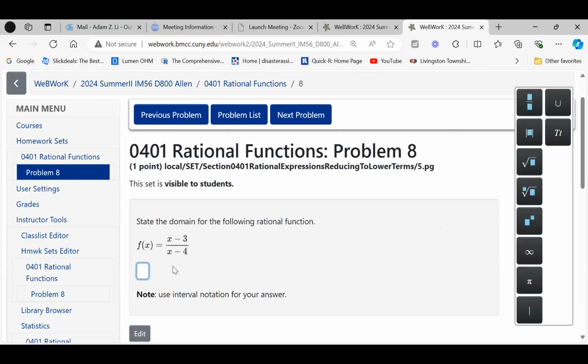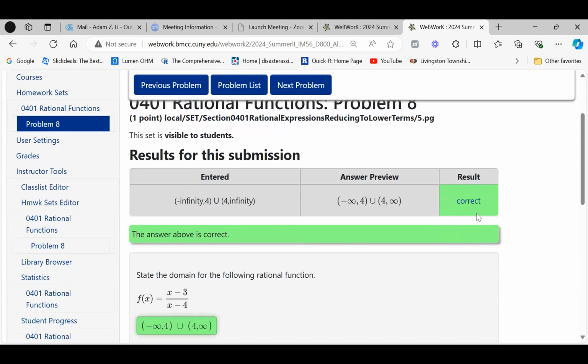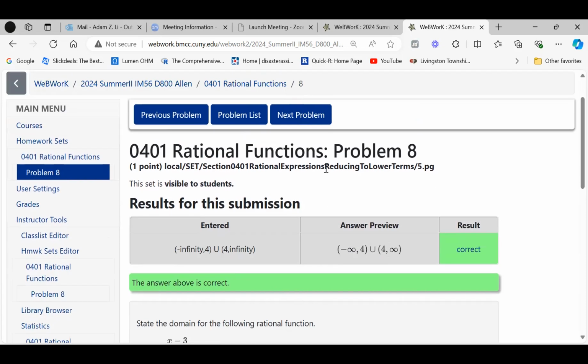Okay, and to put it back, the answer will be negative infinity. So you type minus infinity, comma 4, close parentheses. You can also get this right from here. Then you get a big capital letter U, which means union. Or you can get it here, as you can see on the keypad, that's a U. And also 4 to infinity, you can get infinity here. Close parentheses, and then you submit the answer here. And it's correct. All right.